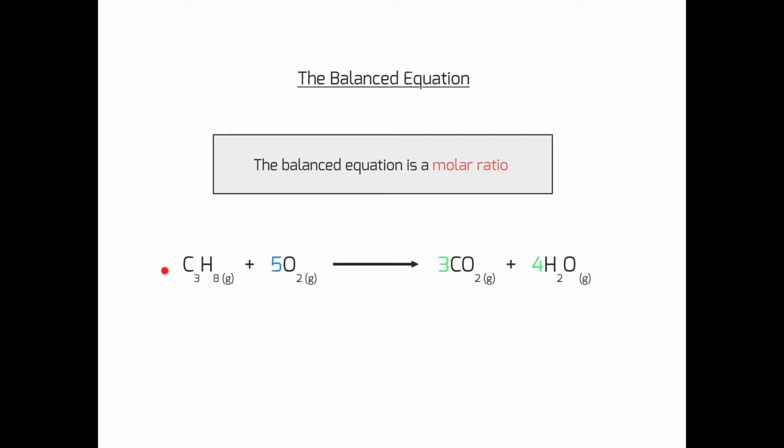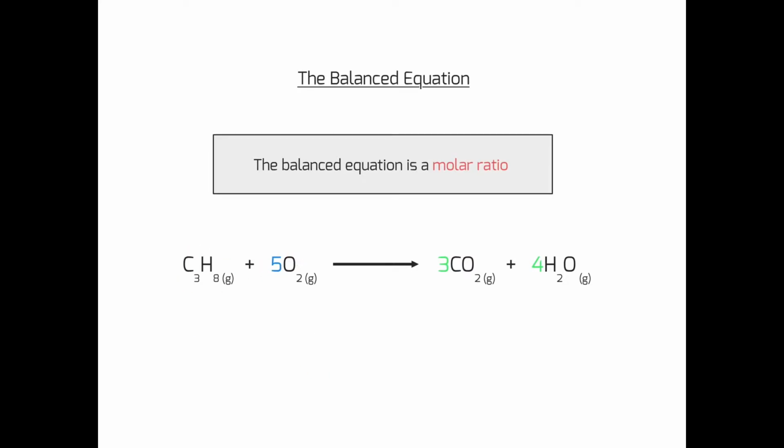For example, in this balanced equation, we can see that for every 1 mole of propane that reacts, 5 moles of O2 react. So this gives us a 1 to 5 ratio of propane to O2. And we can use this ratio as a conversion factor in our calculations. So we have 1 mole of C3H8 per 5 moles of O2, and we can flip this and use it the other way also. So we have 5 moles of O2 per every 1 mole of C3H8.